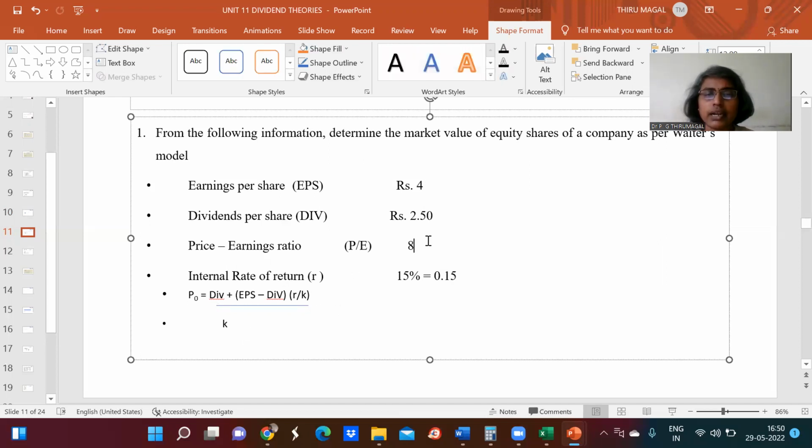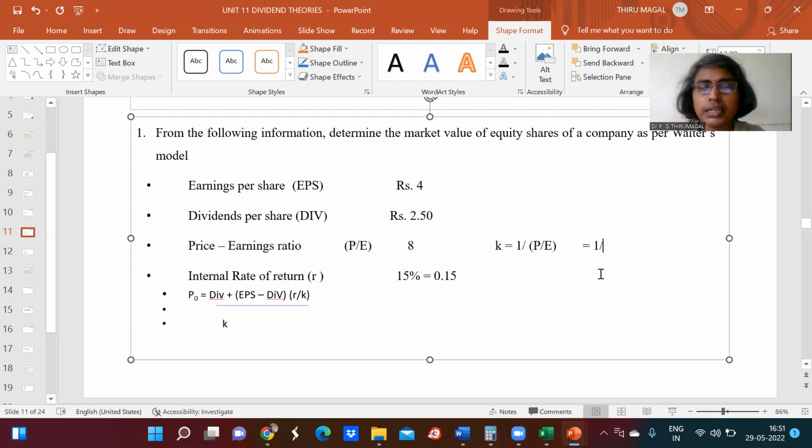How to calculate K value? But instead of K value, the P/E ratio, price earning ratio, is given. How to calculate K value from this: K equal to 1 divided by P/E ratio. This is the formula which is used to calculate K value. Suppose K value, that is required rate of return, is not given, and instead the P/E ratio is given, we can calculate using this formula.